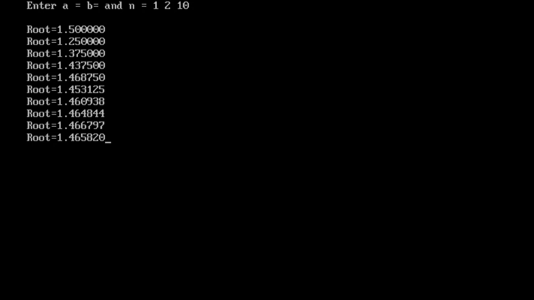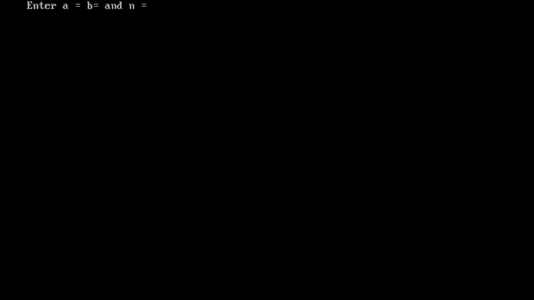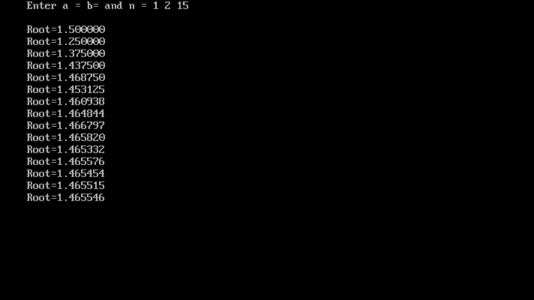Now, if you observe here, the last two roots are correct up to 3 decimal places. Again, if you compile and run with 1, 2 and number of iterations 15, then you can observe the last two successive roots are correct up to 4 decimal places. So, thank you.